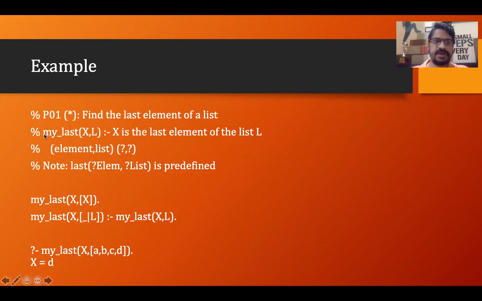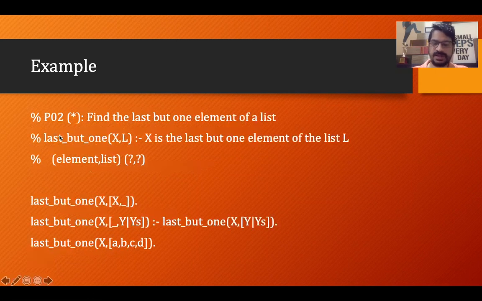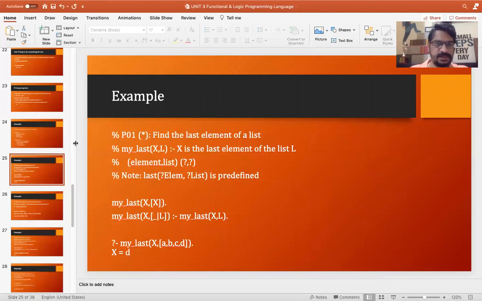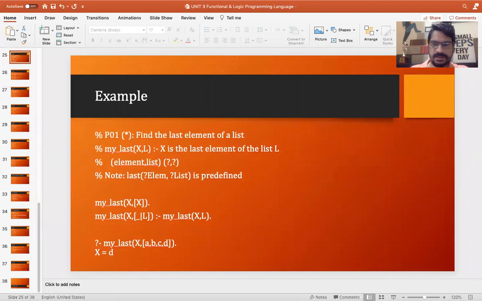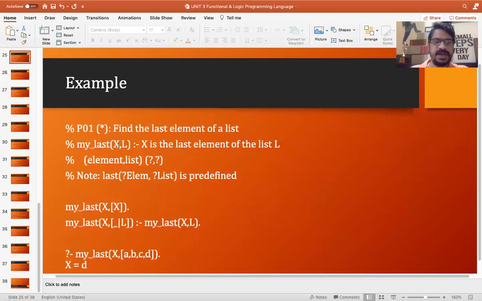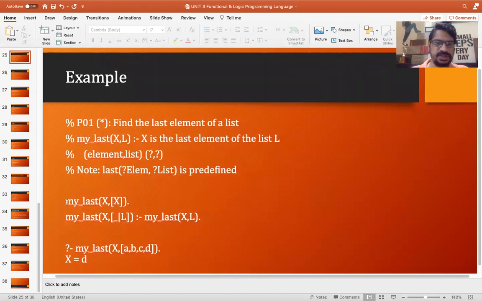First I have to define a function. That function looks like this: my_last(X, L), where X is the last element of the list L. So L is a list and X is a variable that I want as output. Element and list are predefined, and last is another function. Now this is the logic behind it.